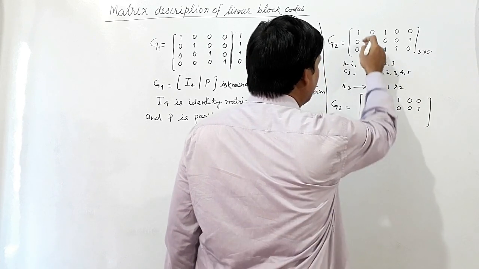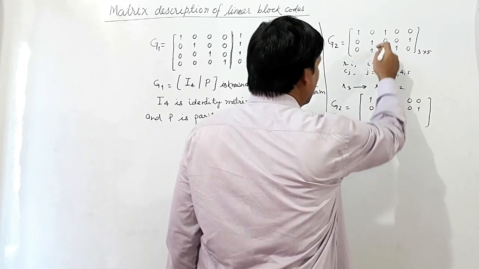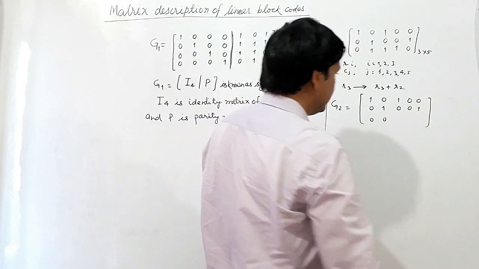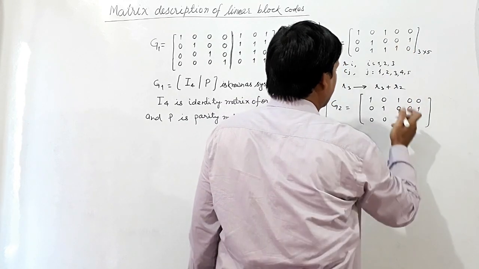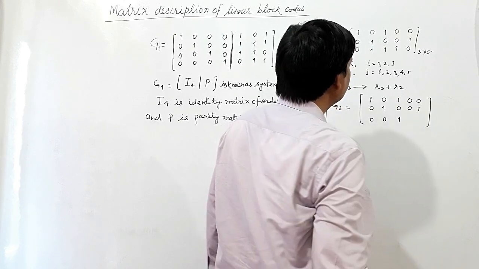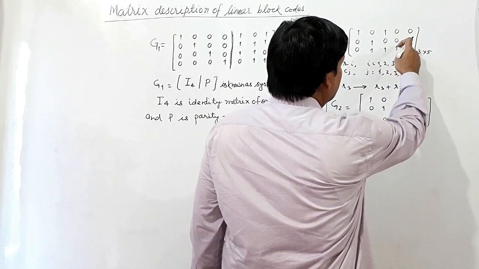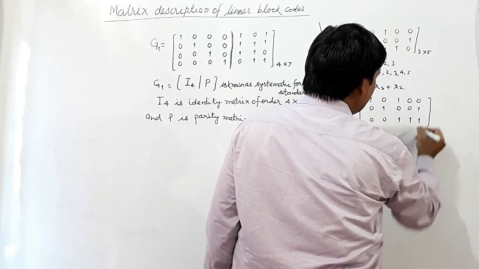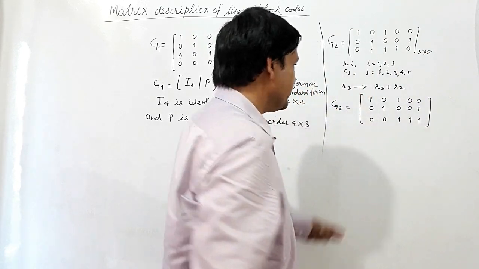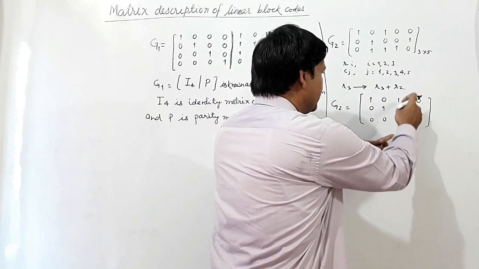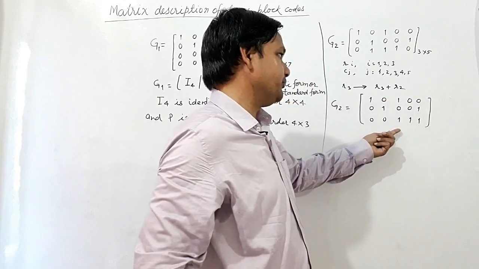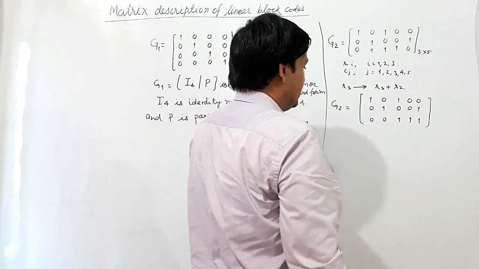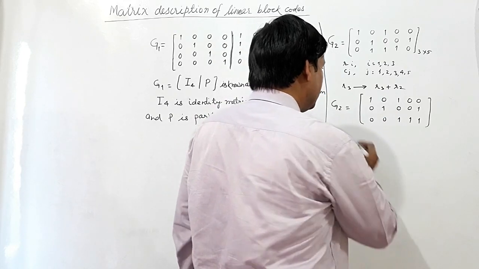So 0 plus 0 will be 0. 1 plus 1, it will be 0. Okay? Because this is GF2, 0 plus 1, it will be 1 here. Now 0 plus 1, it will be 1 here. 1 plus 0, it will be 1 here. We can see 1, 0, 0, 0, 1, 0, but here 1 is there, which is not required. Now, I will perform some operation.